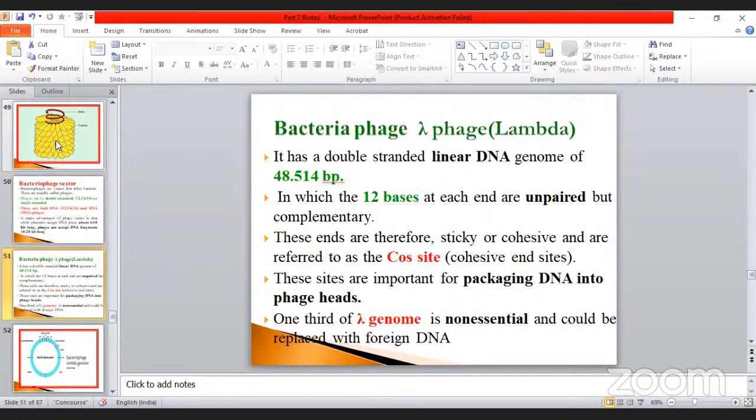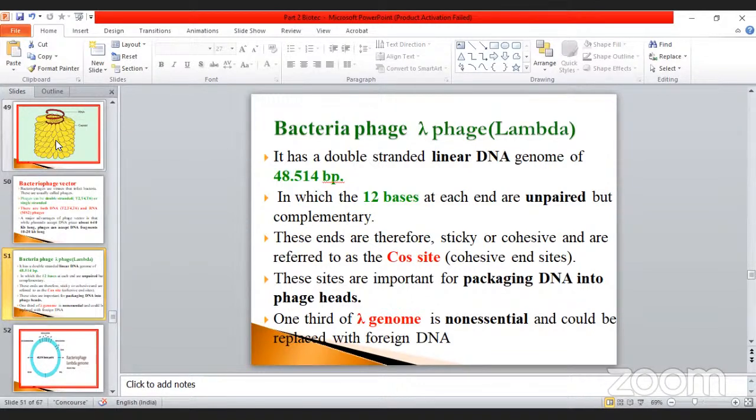Next one is lambda phage. Lambda phage is also one of the bacteriophages, containing a linear DNA genome. Its molecular structure: how much? 48,514 base pairs. In this, 12 bases at each end are unpaired but complementary in nature. These ends are therefore sticky or cohesive, and are also referred to as the cos site.